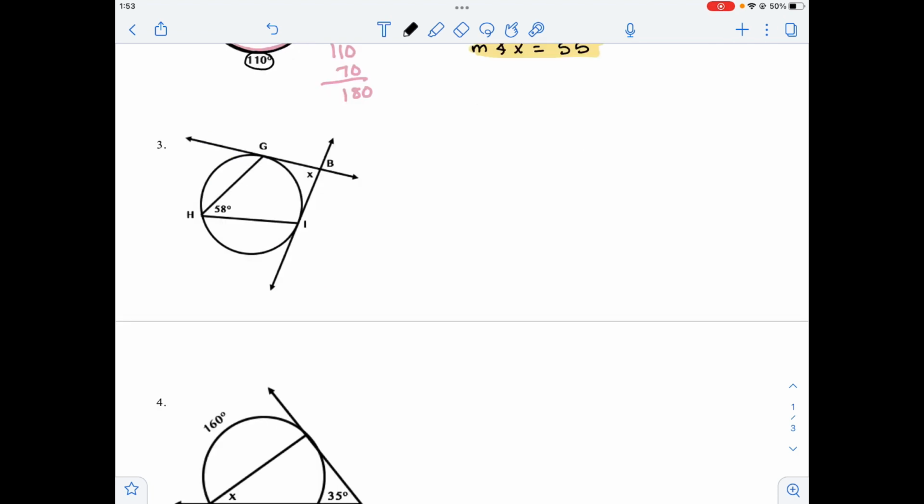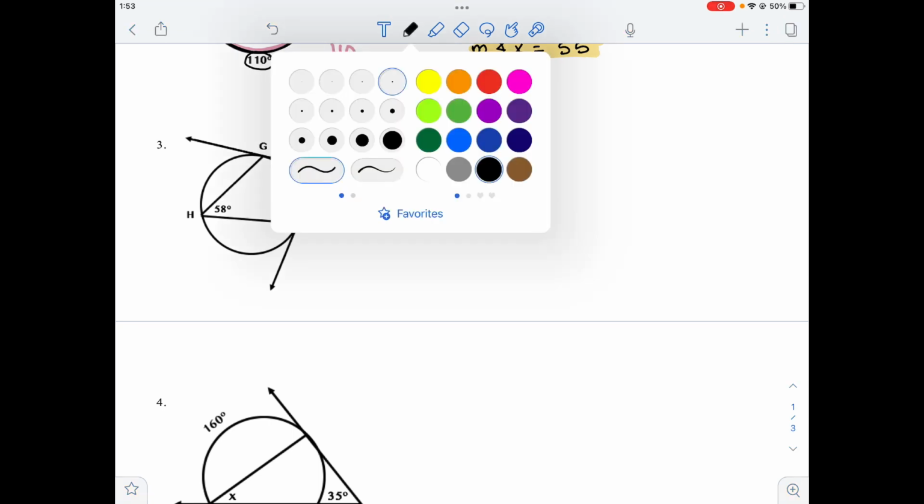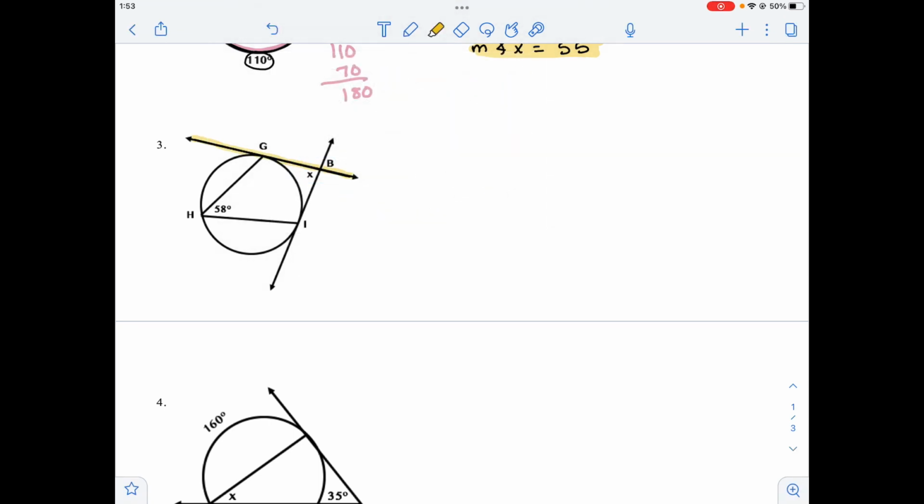Number 3 has a tangent. So we have a tangent going through right on the side. Use a different color here. So we have this tangent right here. We have another tangent right here. And this is something we haven't talked about yet, but we're going to talk about it now. So when we have two tangent lines, we also have a circumscribed angle. So the angle's on the outside right here. And then we have an angle inside, an inscribed angle, which is this 58 degrees.